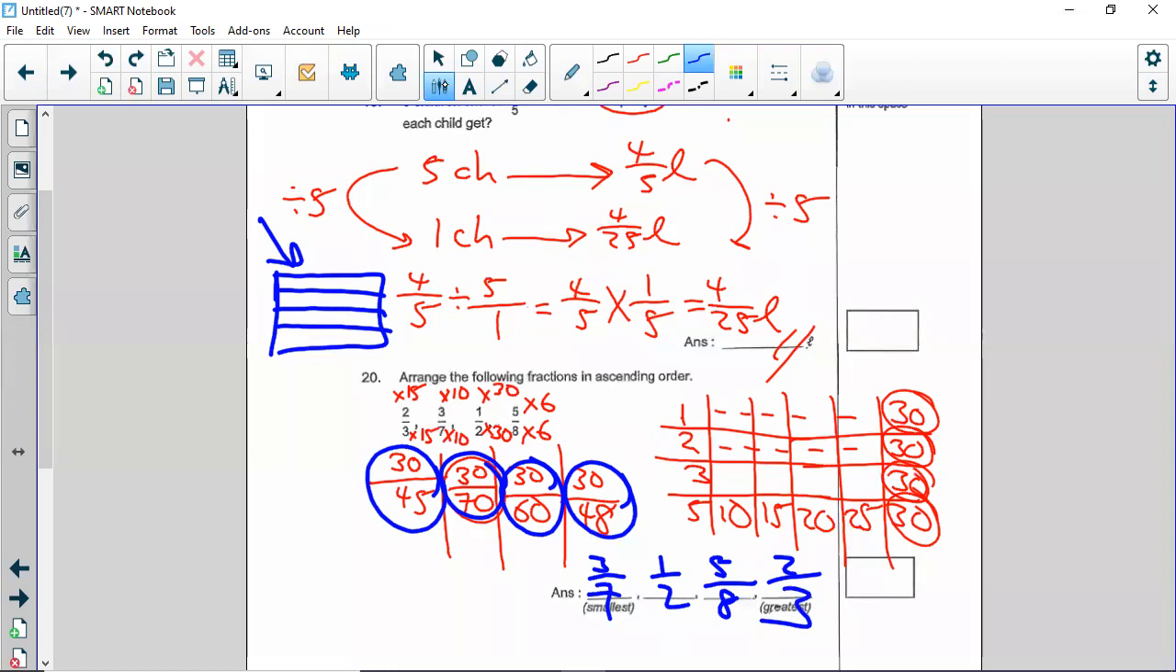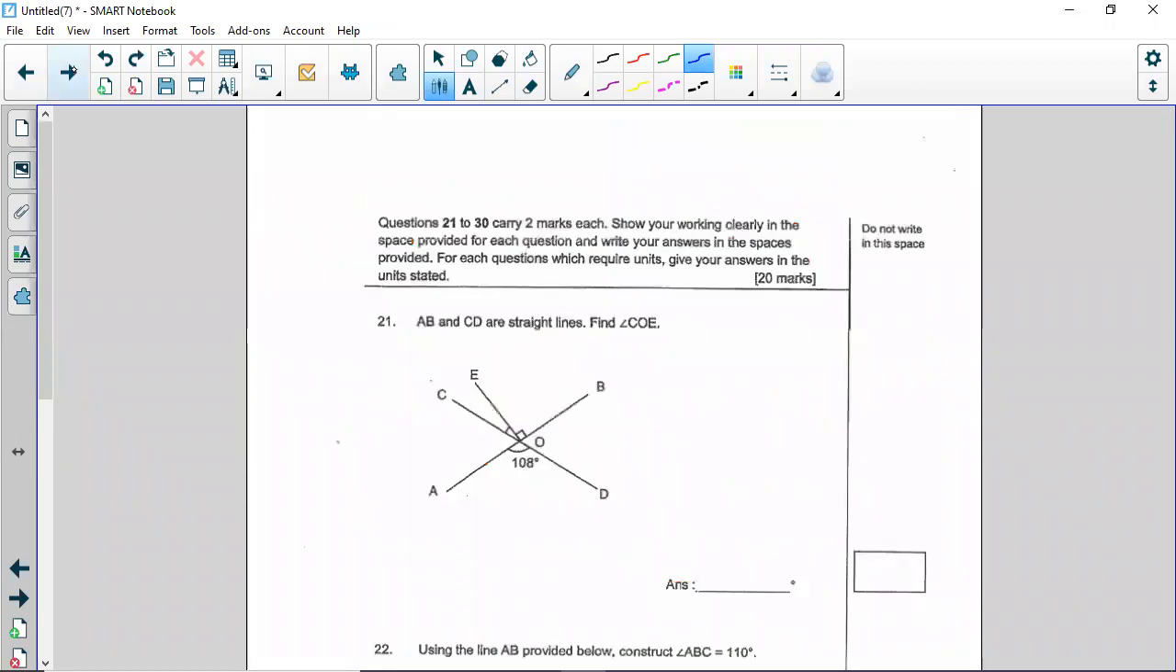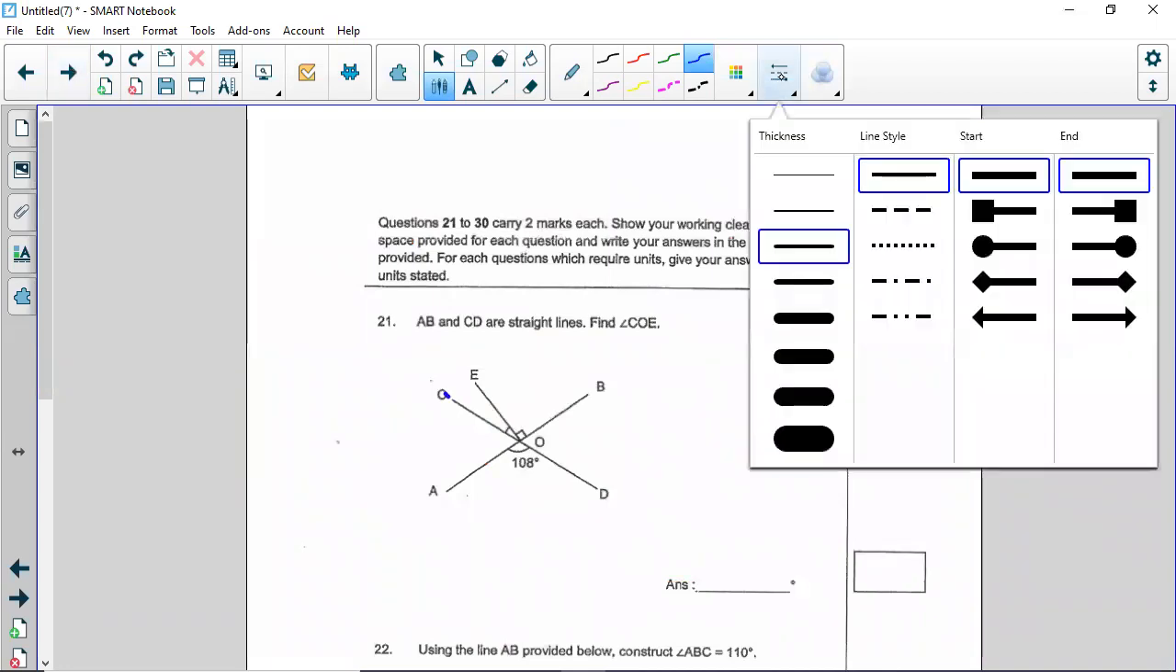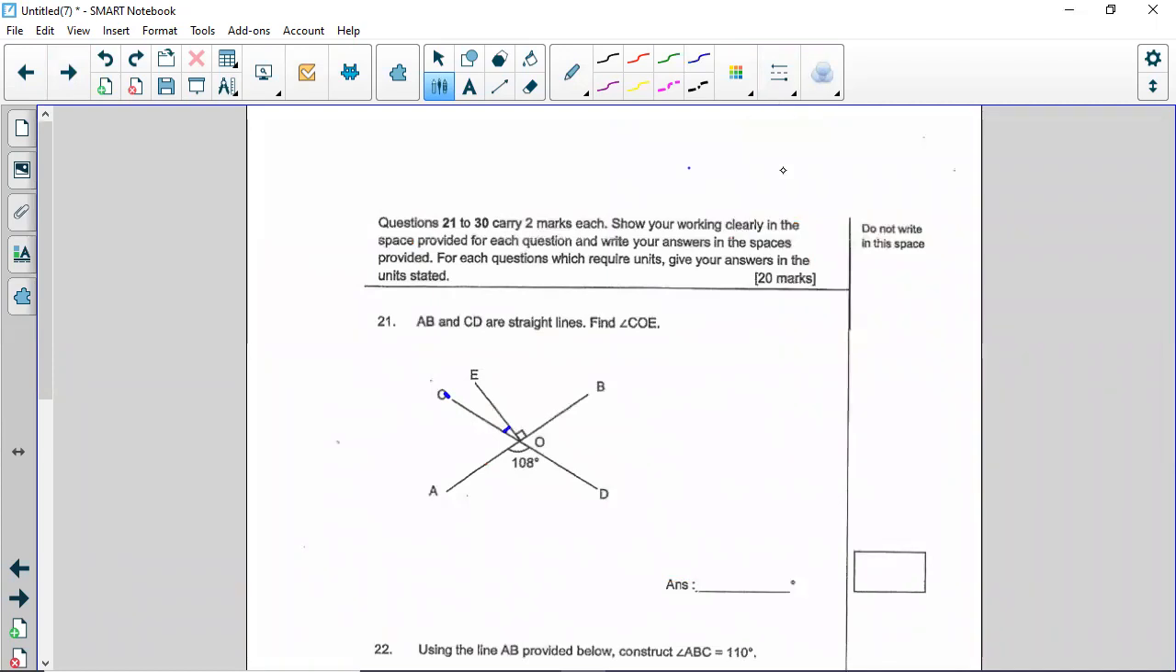Question 21, and now we come to the harder questions. What is angle COE? So you will need to mark out the question mark. So your question mark is here. And there are 2 straight lines. So every time there are straight lines, what do you do? Look out for X. I think I told you in the last few lessons, look out for X, because when there's an X, the vertically opposite angles are equal.